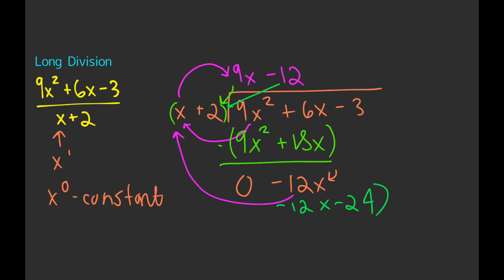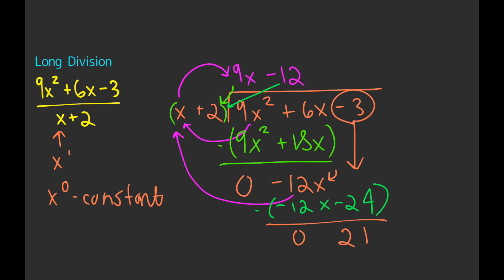We take all of that and subtract it. We're going to see the same thing that happened before. Negative 12x plus 12x cancels out and gets us 0. Then we bring down the negative 3. And we do negative 3 plus 24, which is positive 21.